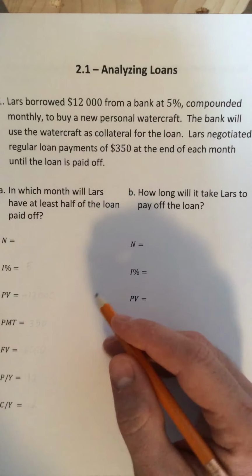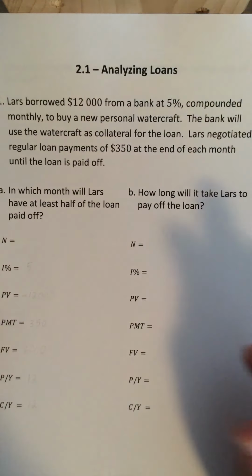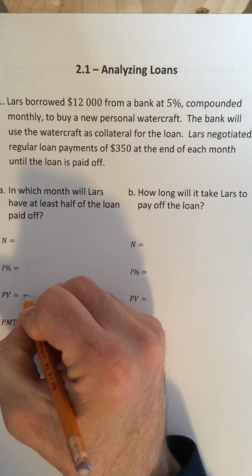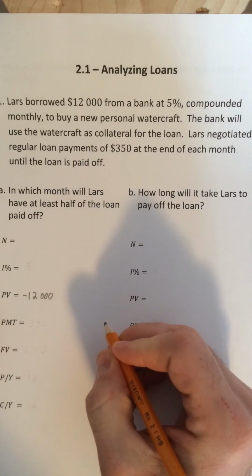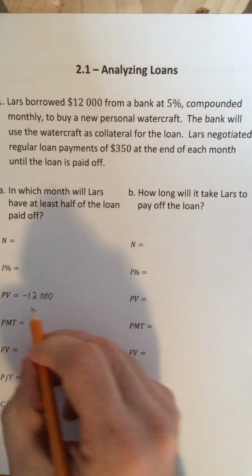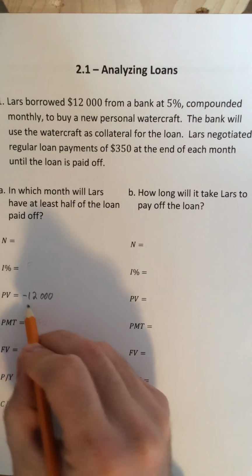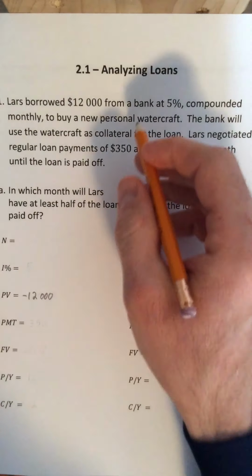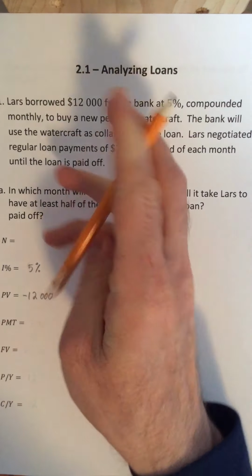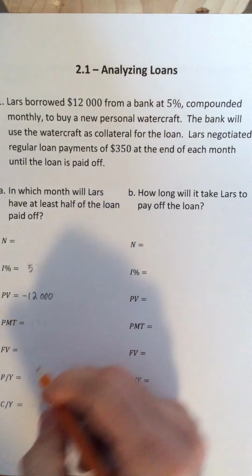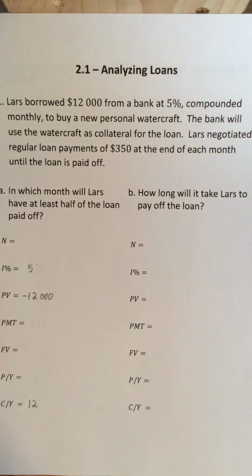So if we look at this using the TVM solver, Lars borrows $12,000. That is our present value. And again, it's going to be entered as a negative because he's borrowing that money. It isn't actually money he has, it's borrowed. And he borrows it at 5%. The interest is compounded monthly, so that's 12 times a year.